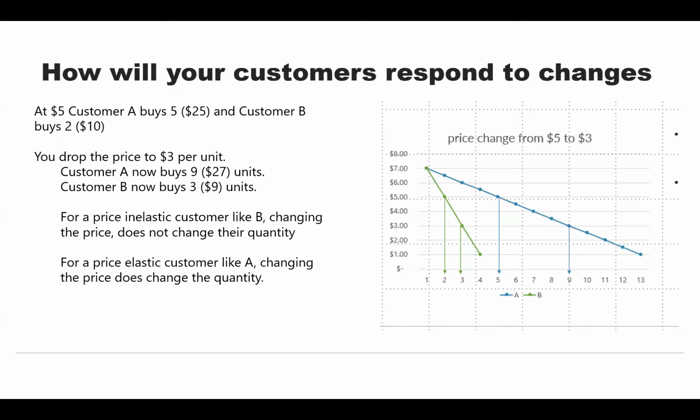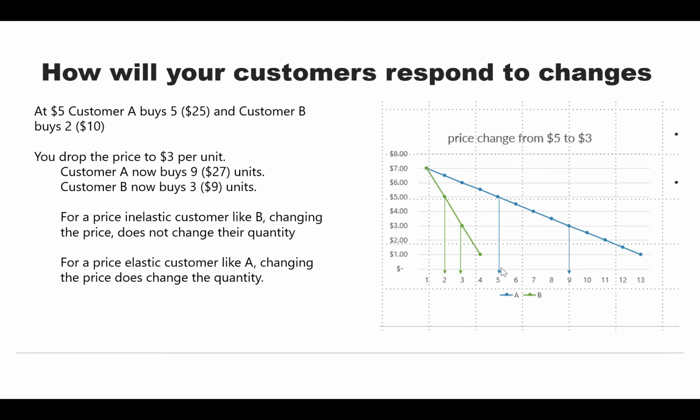So in this example here, if the price is $5, and customer A, the blue guy, buys 5, I would earn $25. And customer B over here buys 2, and so I earn $10.